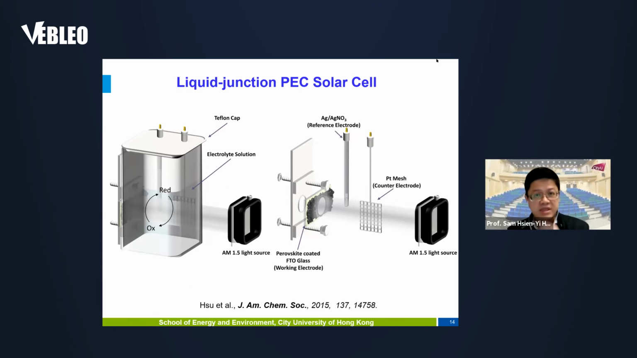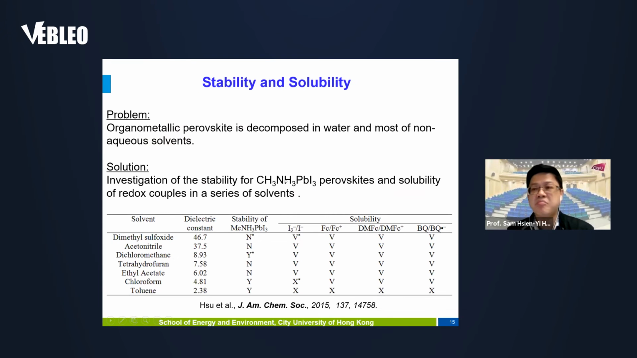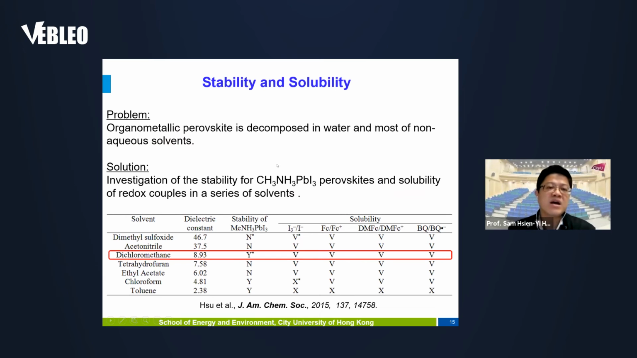PEC is photoelectrochemical solar cells. These kinds of solar cells have much lower cost. And we like to use perovskite as the working electrode to generate electricity from sunlight. However, the hybrid perovskite can be decomposed in water and most aqueous solvents.